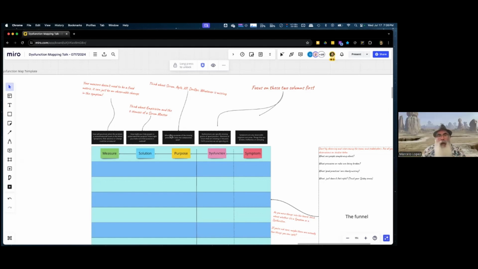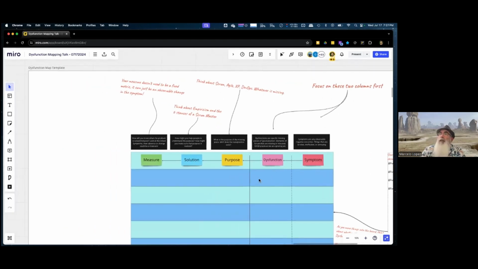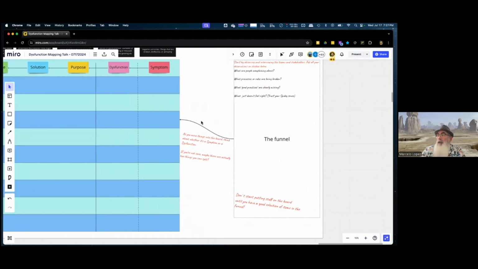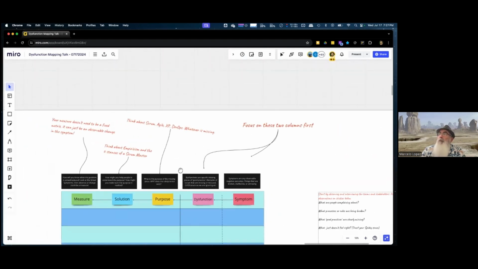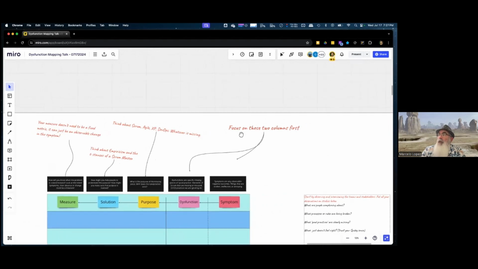Yeah, you're welcome. And there are many other instances where you could apply this. One of the things I'll tell you is that there is going to be a form of this for leadership very soon. This example dysfunction map template, which I'm going to leave for you to look at, walks you through the thinking behind it, where you're focusing on the first two columns.